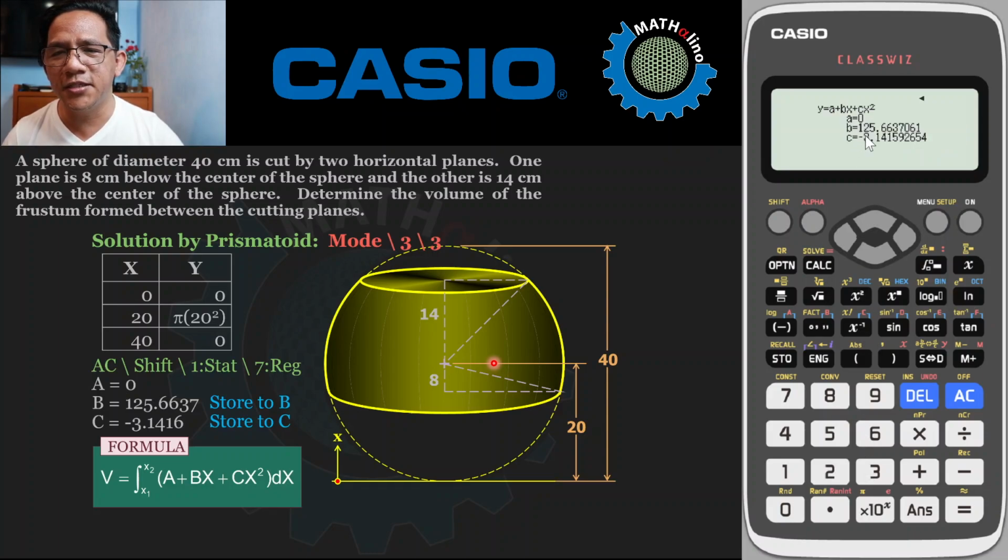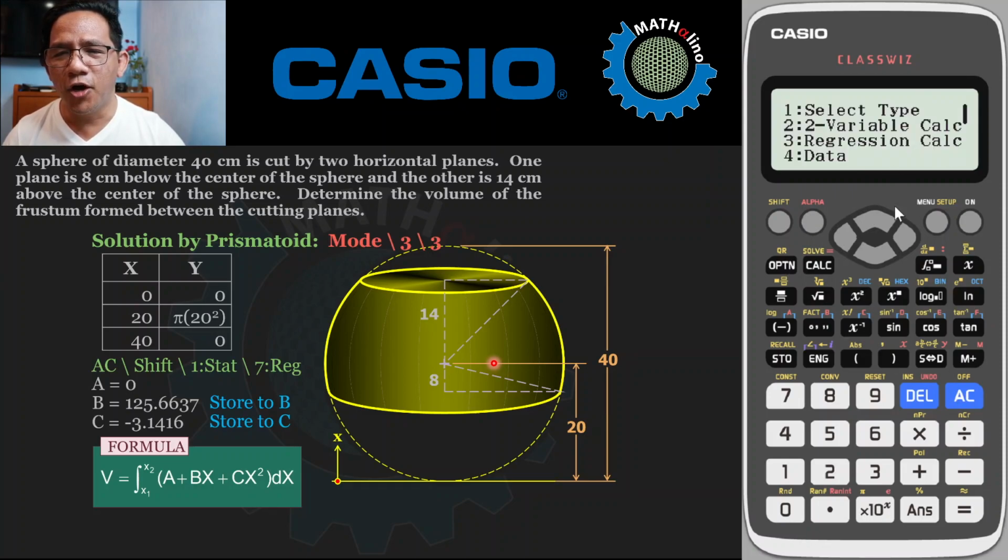Boom! We have this A, 0. B is 125.6637061. C negative. What we are going to do here is to assign these values into memory addresses. Let us assign B to memory address B. Let us assign C to memory address C. So we are going to retrieve these one by one.